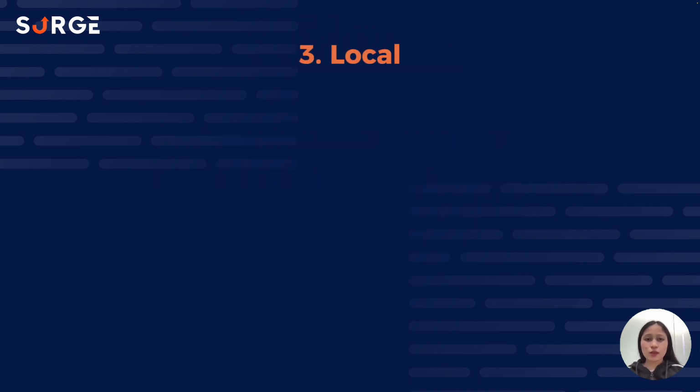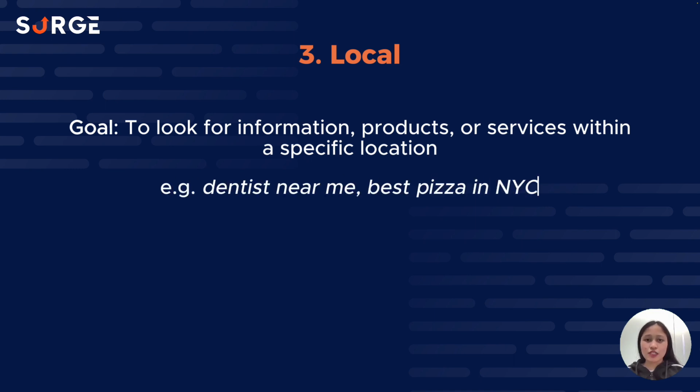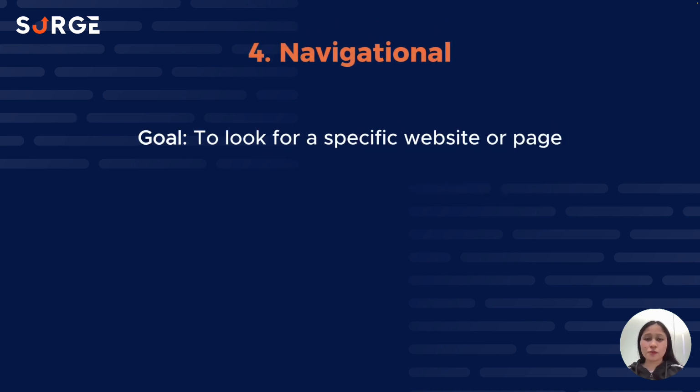Local keywords are keywords that people use to look for information, products, or services within a specific location. This can be keywords like dentist near me or best pizza in NYC. Navigational keywords are keywords people use to look for a specific website or page. Examples are Facebook login and YouTube.